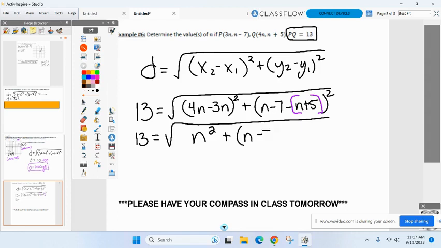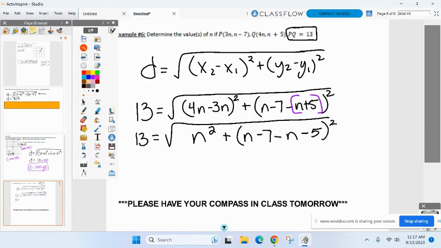N minus 7. What am I going to have to do to that subtraction sign? Distribute it through. So yeah, it's going to be minus n, but what happens to that 5? It becomes minus 5, all right? So when you use distance formula, we need to subtract the entire y coordinate, not just the first part of it. Everyone see where we are right now? Let me know. We can go back and re-explain it.